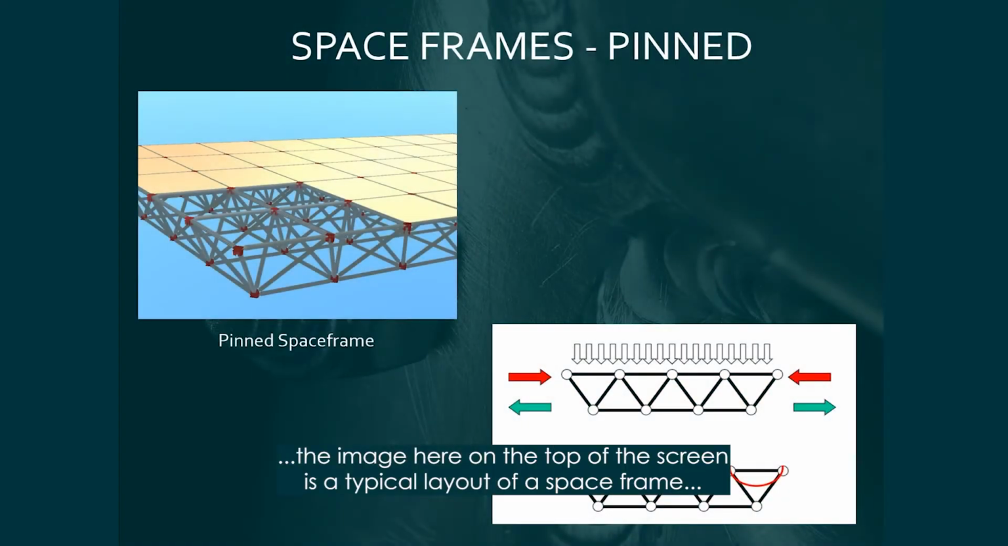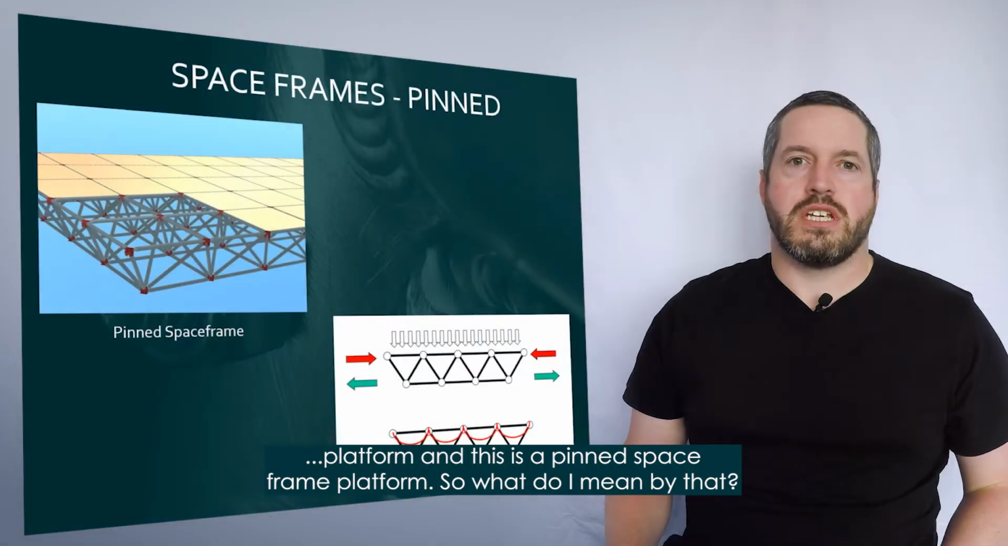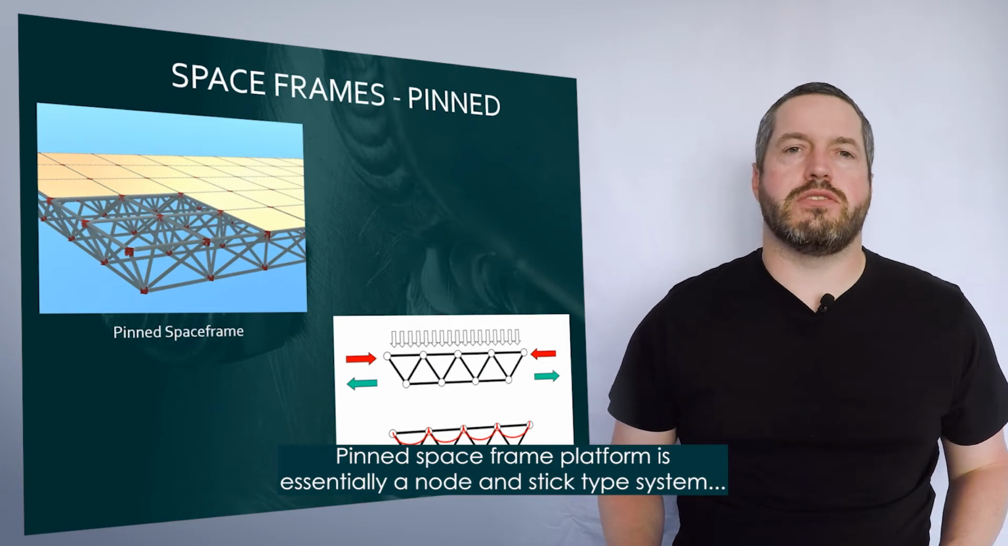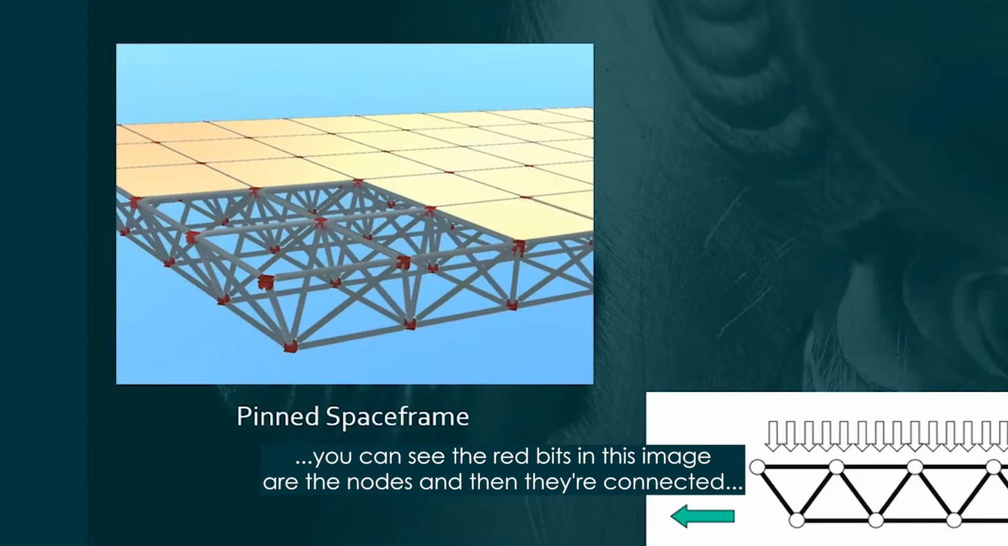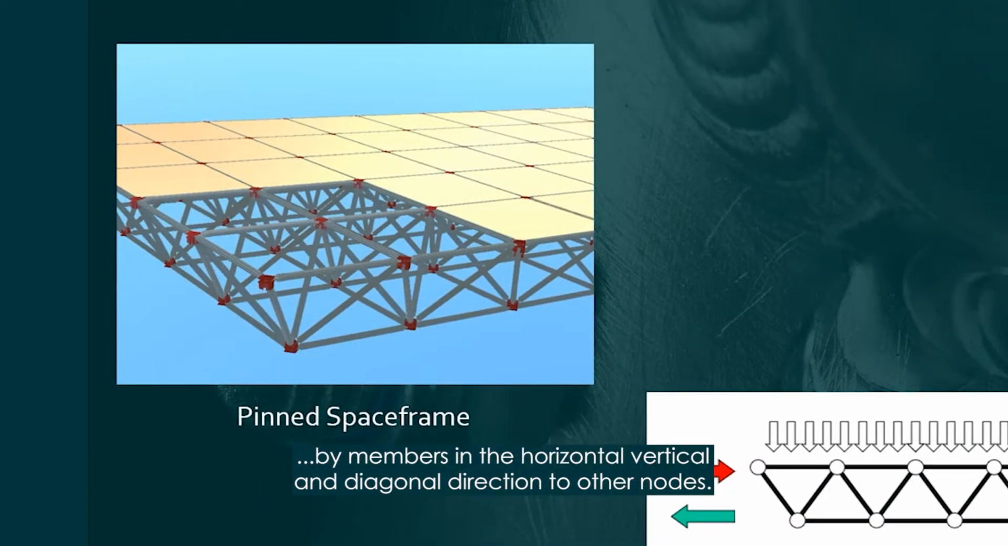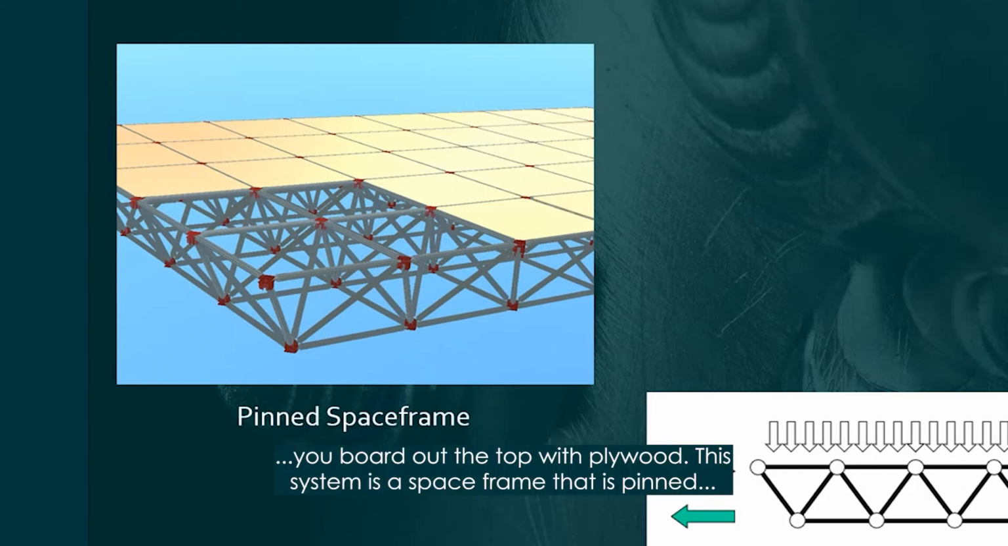You can see the image here on the top of the screen is a typical layout of a space frame platform, and this is a pinned space frame platform. So what do I mean by that? A pinned space frame platform is essentially a node and stick type system. You can see the red bits in this image are the nodes, and then they're connected by members in the horizontal, vertical and diagonal direction to other nodes. And then once you've completed that interlocking pyramid type arrangement, you board out the top with plywood.